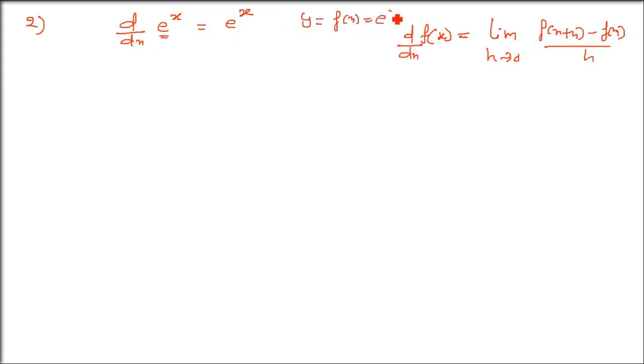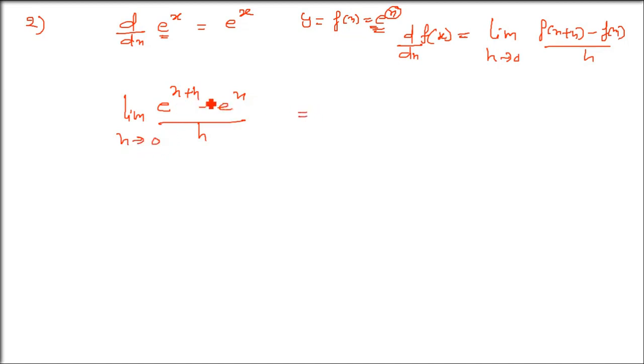So y is f(x), which is e to the power x. For f(x plus h), just put x as x plus h. In place of x, replace x by x plus h. So e raised to x plus h, and minus f(x), that is minus e to the power x, and then you have h in the denominator. Now limit h tends to 0.